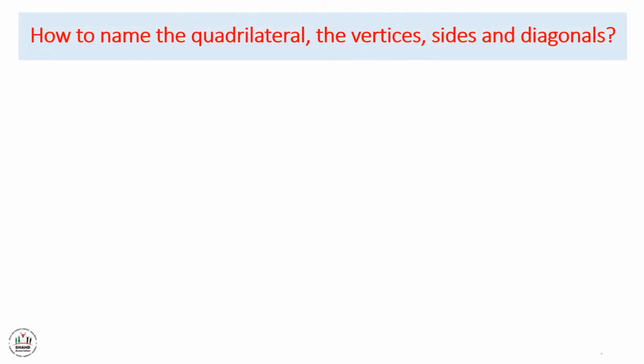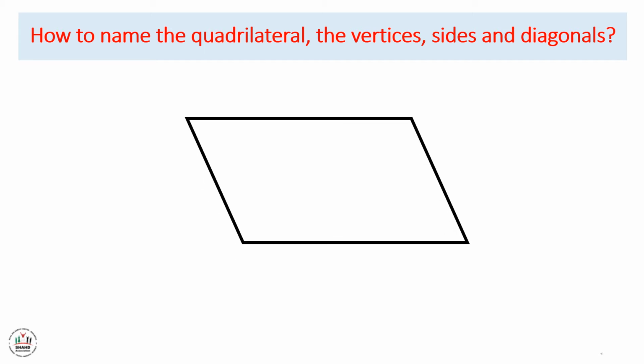How to name the quadrilateral, the vertices, sides, and diagonals? So this shape is called the quadrilateral shape, and we call it a parallelogram.